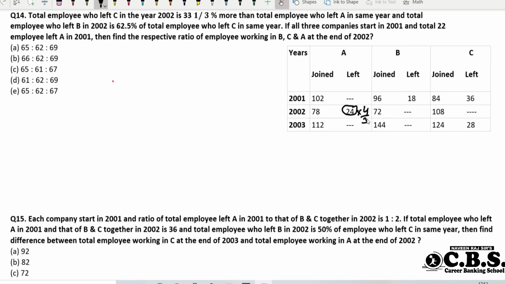4/3. So 4 how many times? 8 times. Nothing but what? How much value is it? 32. Okay, in the same year.